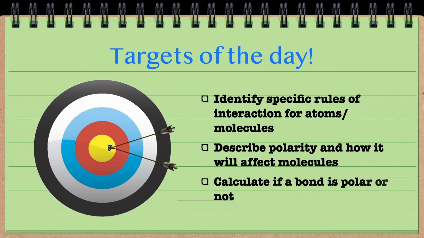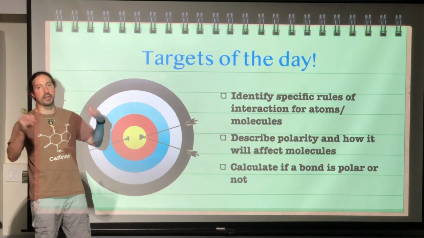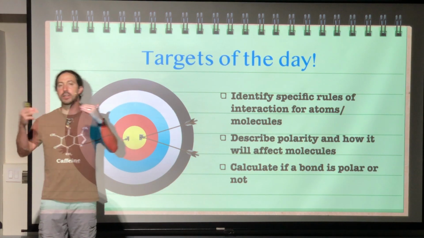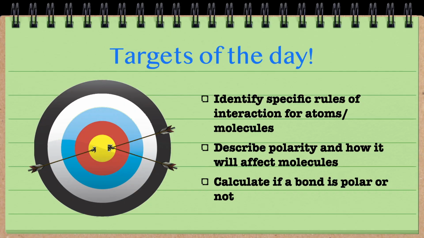And lastly, calculate if a bond is polar or not. So we're going to look at and define what polarity is, and then you should be able to calculate whether or not a bond is polar.